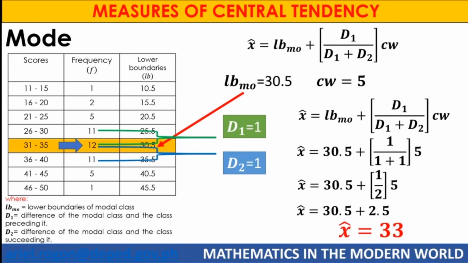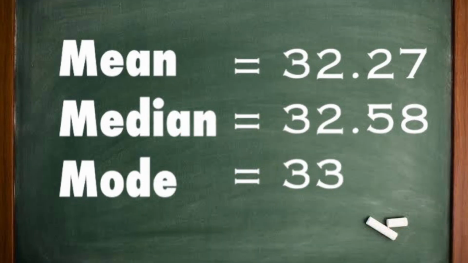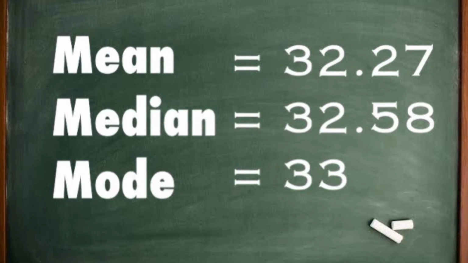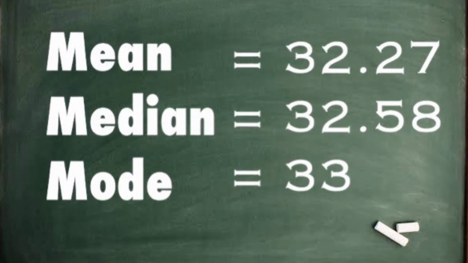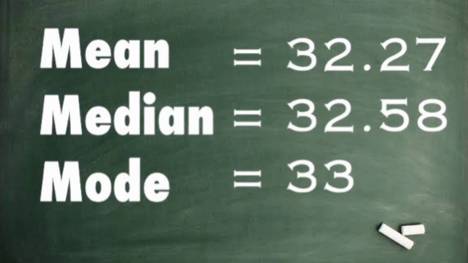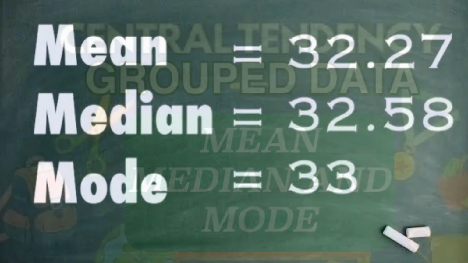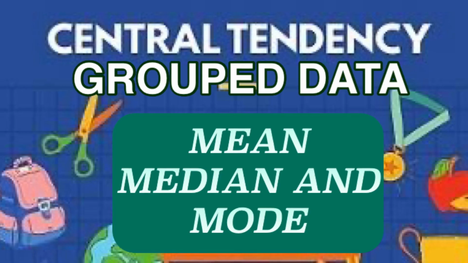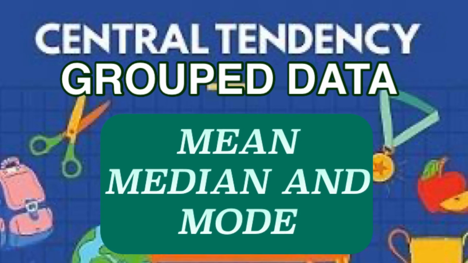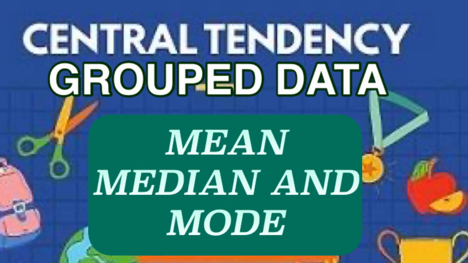And there you have it. We have solved the measures of central tendency, the mean, median, and mode, of our given grouped data. If you have any questions, don't hesitate to ask in our GC or drop your message in the description down below.